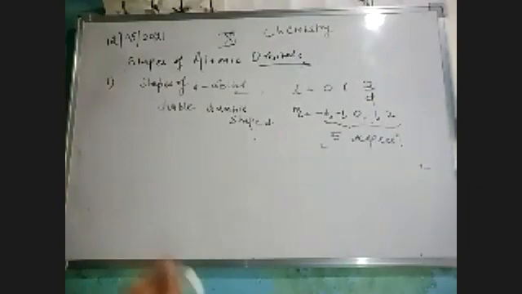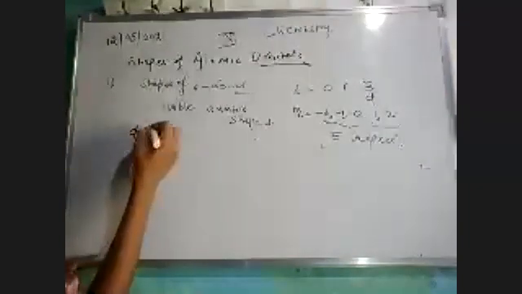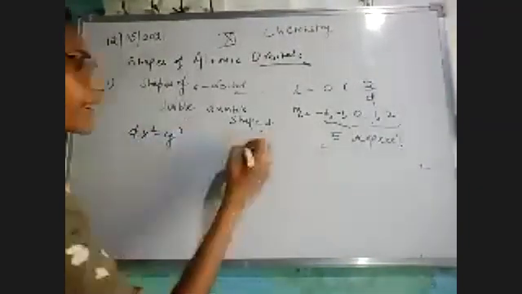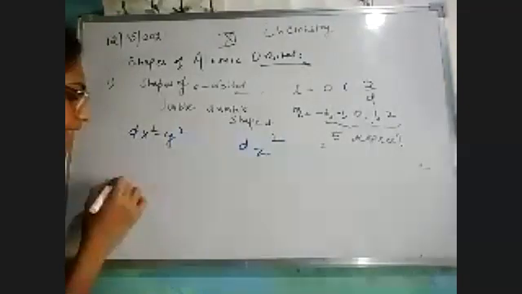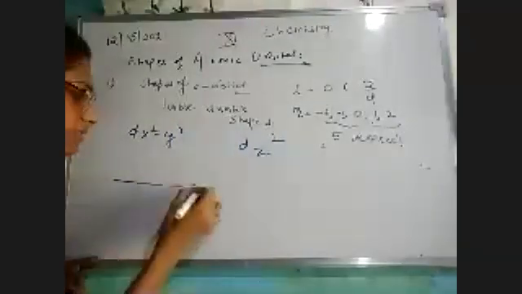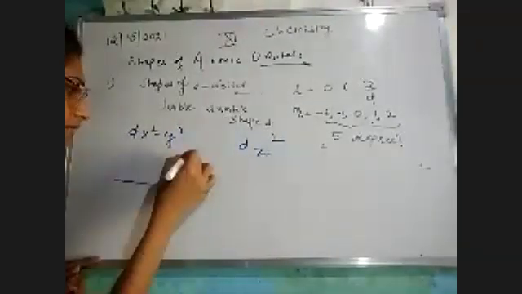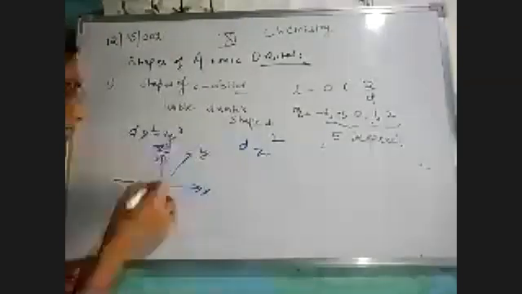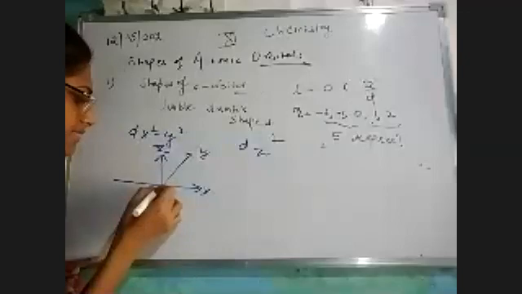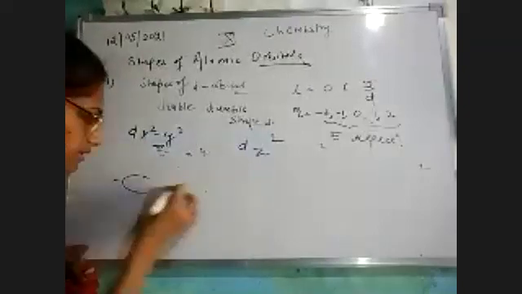Okay, dx square minus y square and dz square. So if I'm representing dx square minus y square, suppose this is my x and this is my y and this is my z. So this is something which represents x square minus y square. Okay, I'm gonna rub this because this doesn't seem good.